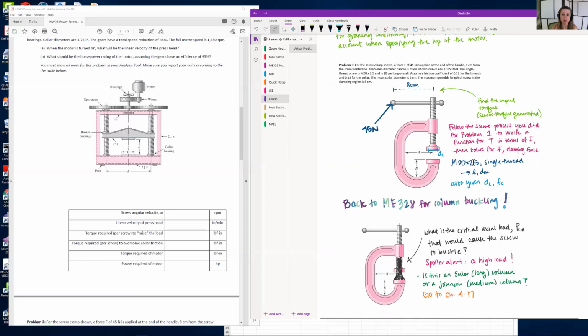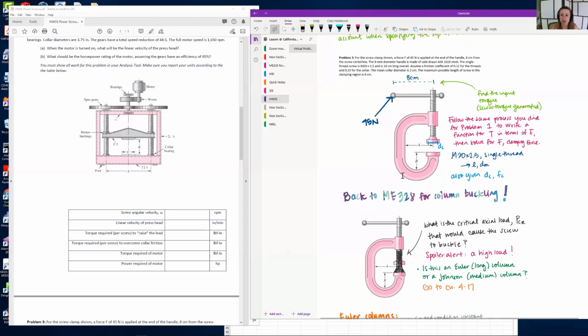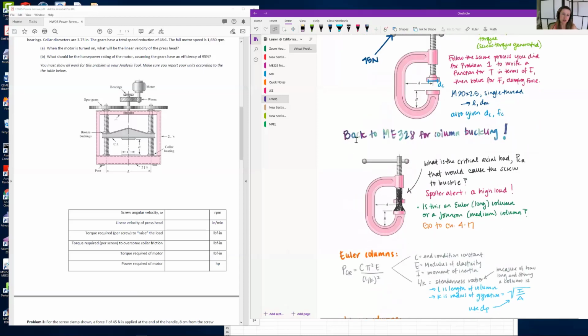You have an M20 by 2.5 single thread screw, like I said. So from there you can find the lead and the mean diameter, and then you're also given the collar diameter and the coefficient of friction for the collar. So the next part is back to ME 328 for column buckling.